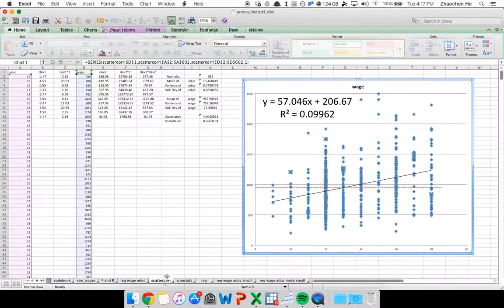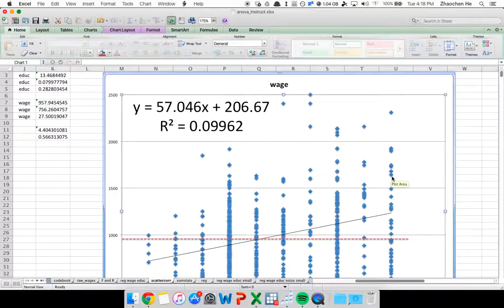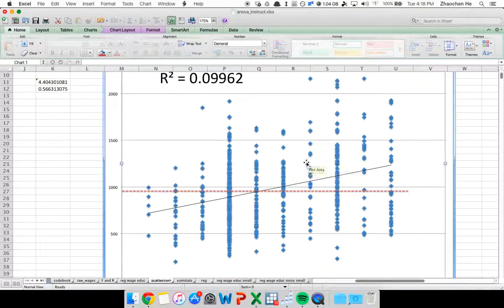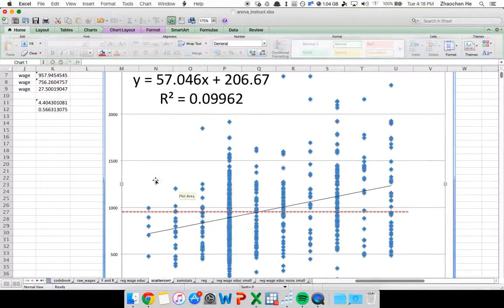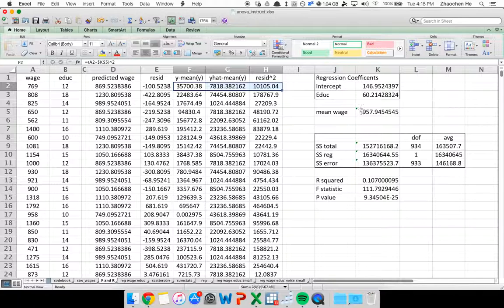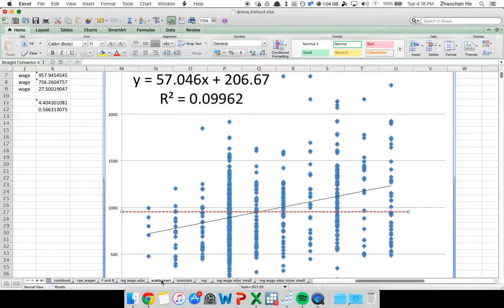Well, let's go over here to our graph. Zoom in a little bit. I plotted the three things that we were looking at. Here is the regression line. Here in a red dotted line, I've plotted the mean wage of everybody in our data set. Something close to $1,000.